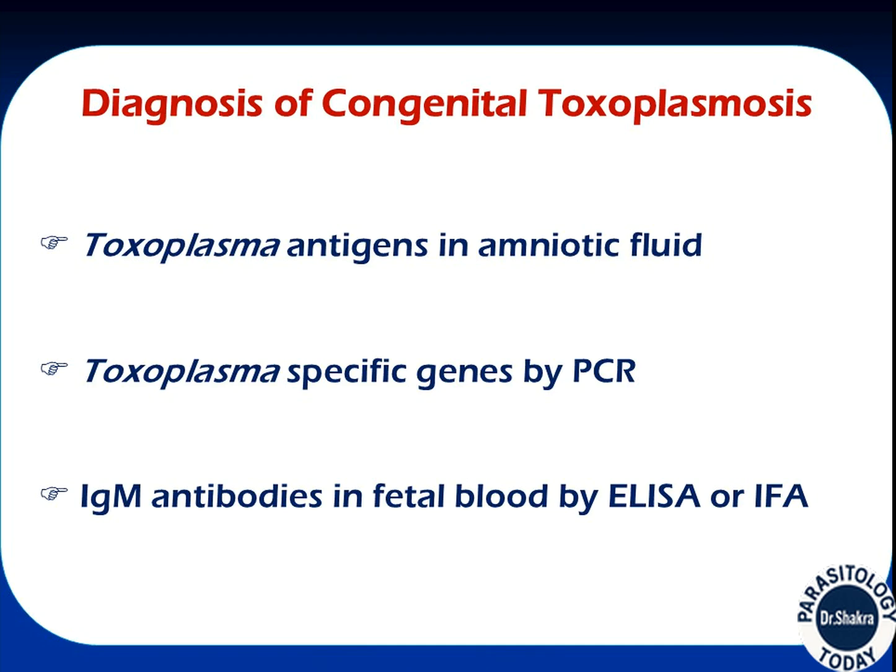Diagnosis of congenital toxoplasmosis. This is where diagnostic precision becomes absolutely vital. If a pregnant woman is IgM positive and IgG low avidity, we suspect recent infection, with possible risk to the fetus. Amniotic fluid PCR can confirm if the fetus is infected.